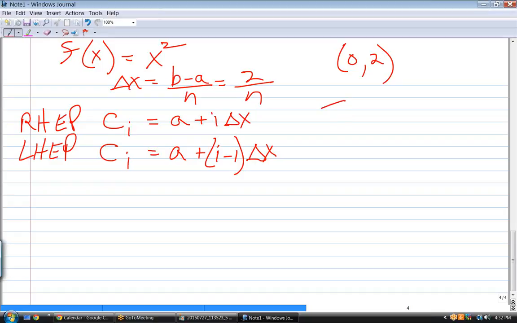Okay, so let's do the right hand endpoint. So that would be the summation from... Oh, I see. We're doing both. Okay. Yeah, we're going to do both to make sure we get the same answer. So it's i going from 1 to n. We're going to take the limit as n goes to infinity of f of c sub i. Well, that's 0 plus i times 2 over n. So that's f of 2i over n, just like the last problem we had.